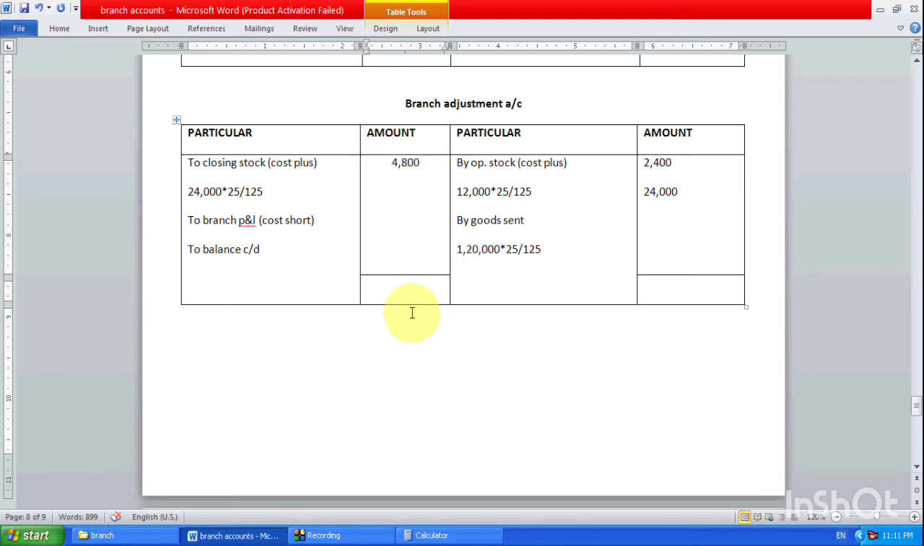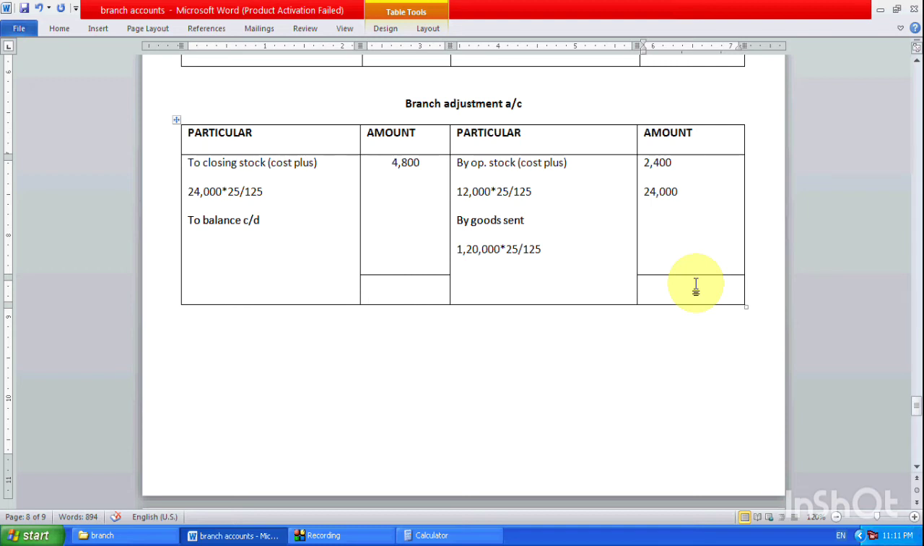Now, branch P&L cost short. Is there any cost short? Then we have to write it here. Okay, so there is no cost short. We don't require any amount to return extra, so that's why.